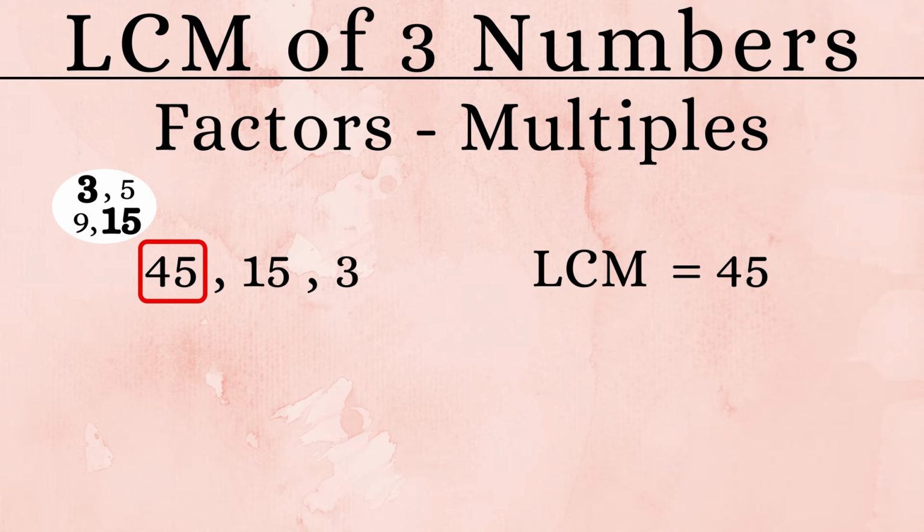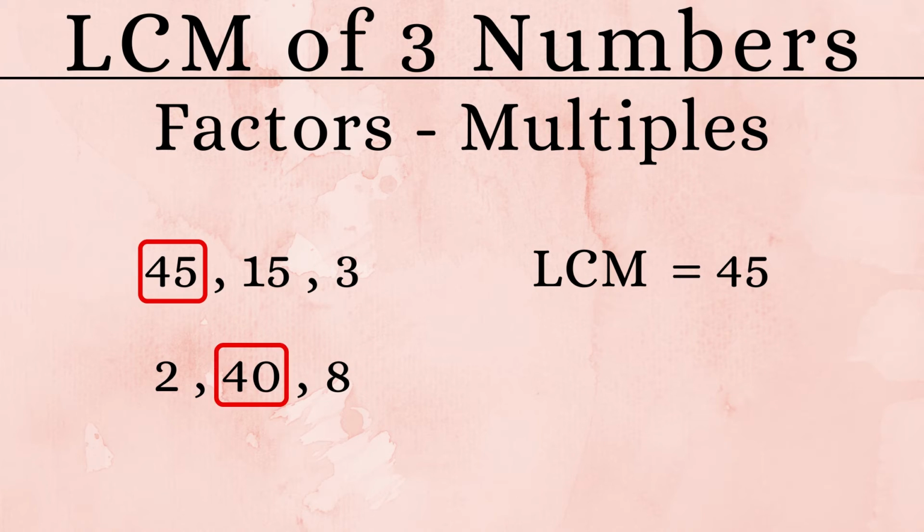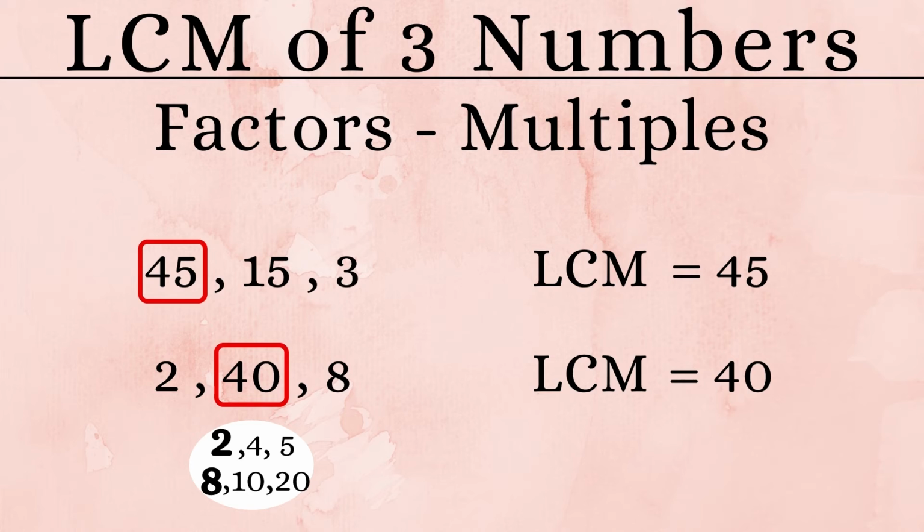Similarly, let's find the LCM of 2, 40 and 8. First, we mark the largest number, 40. Then we list down the factors of 40. Now we check if the remaining two numbers, 2 and 8, are factors of 40. Yes, they are. So our LCM is 40.